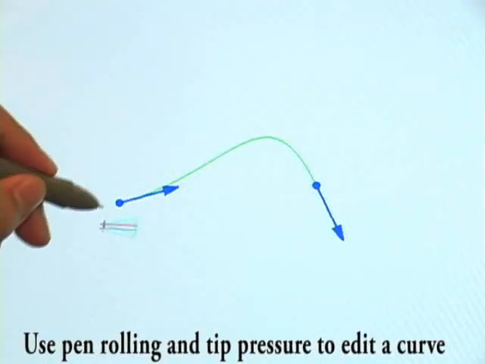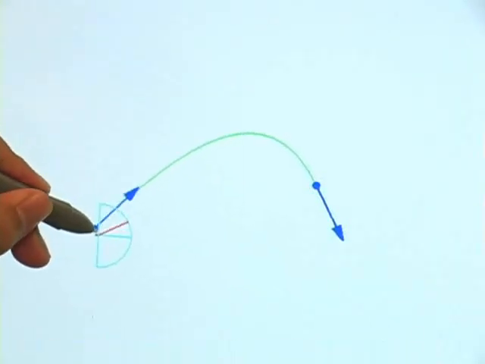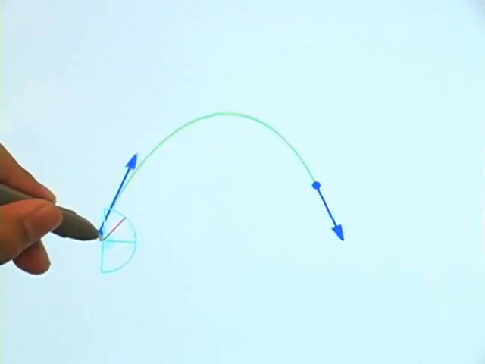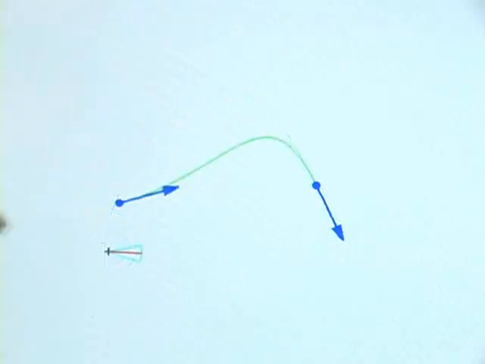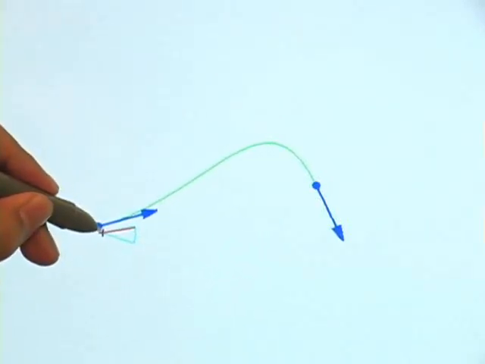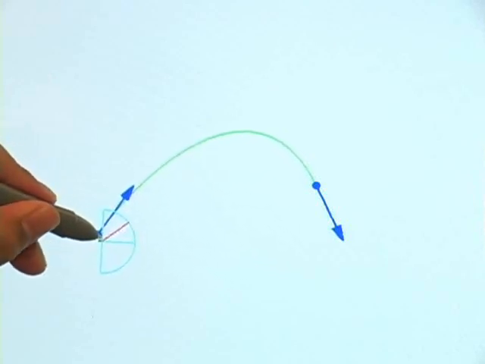Combining pen rolling with both tip pressure and position allows a user to control 4 degrees of freedom simultaneously. Given a control point of a curve, a user can change its position by moving the pen tip, adjust the direction of the tangent vector by rolling the pen, and increase the magnitude of the tangent by applying more tip pressure.